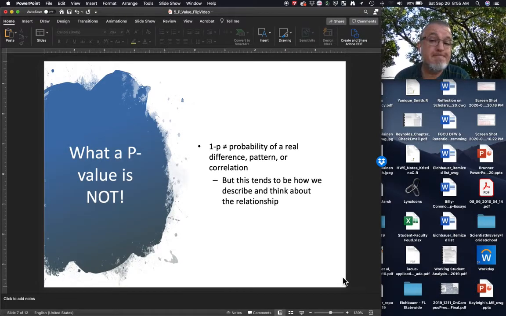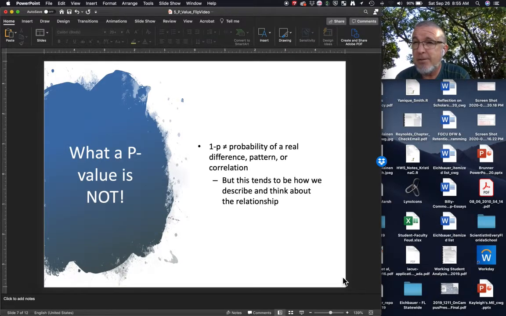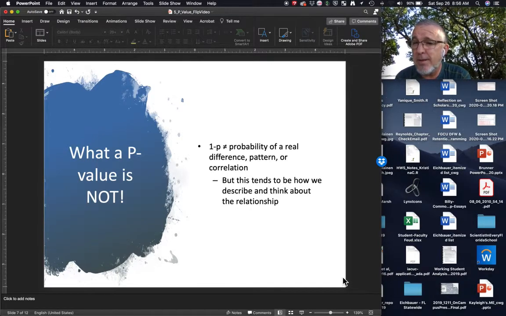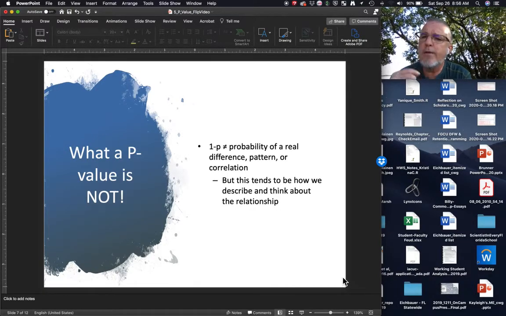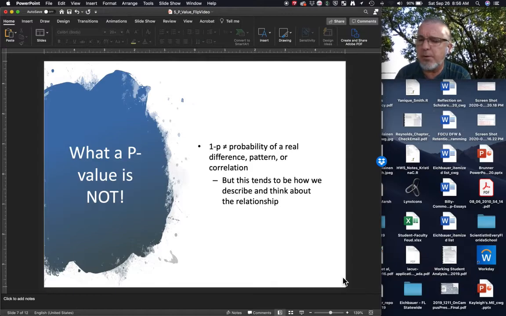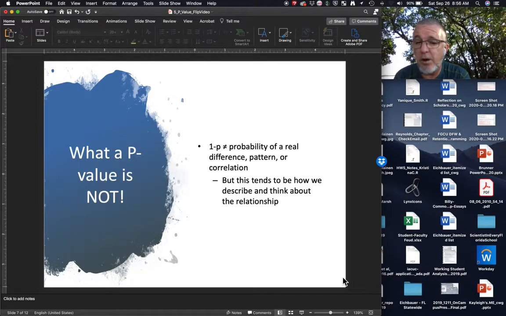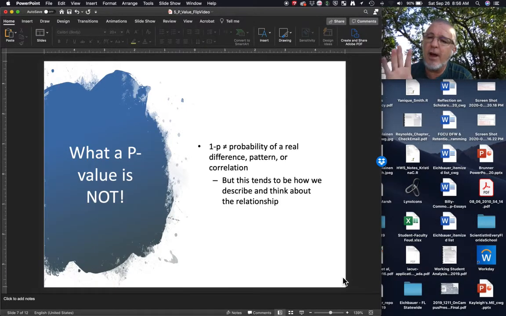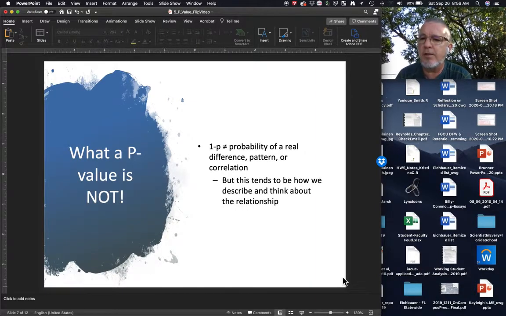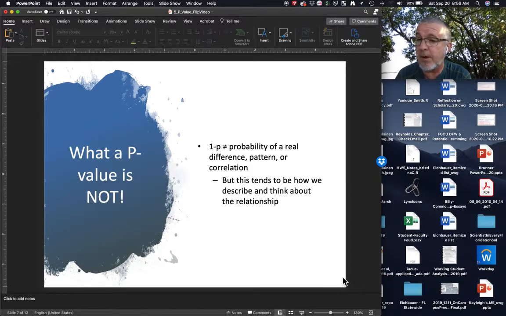In addition, a p-value tells you the probability of making a mistake by rejecting a null hypothesis. It does not tell us the probability that the alternative hypothesis is true. We infer that if we reject the null hypothesis, and that is fair. But it doesn't tell us the probability that it's true. So 1 minus p is not equal to the probability of a real difference, a real pattern, a real correlation. It's how we will describe things, but we're not using an actual number to tell us the strength of the alternative hypothesis. We can describe the alternative hypothesis, but the number does not tell us that overall quantitative strength.